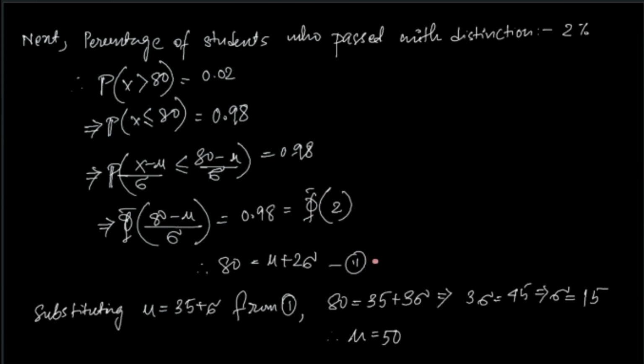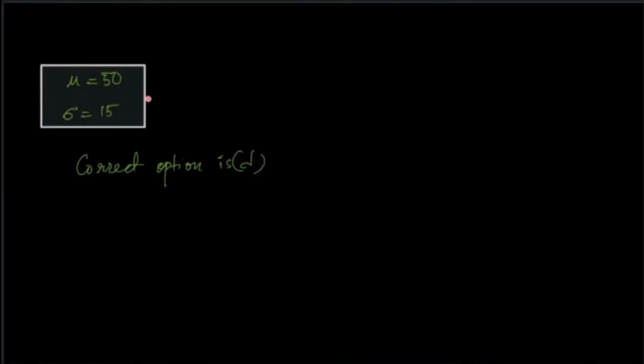So basically, we have two linear equations in two variables, and we can solve them in any manner we want. What I did was basically substituting mu from the first equation into the second equation and solving both. We have mu is equal to 50 and sigma is equal to 15. So these are our answers. And going back to the options, you'll be able to see that the correct option is hence option D.